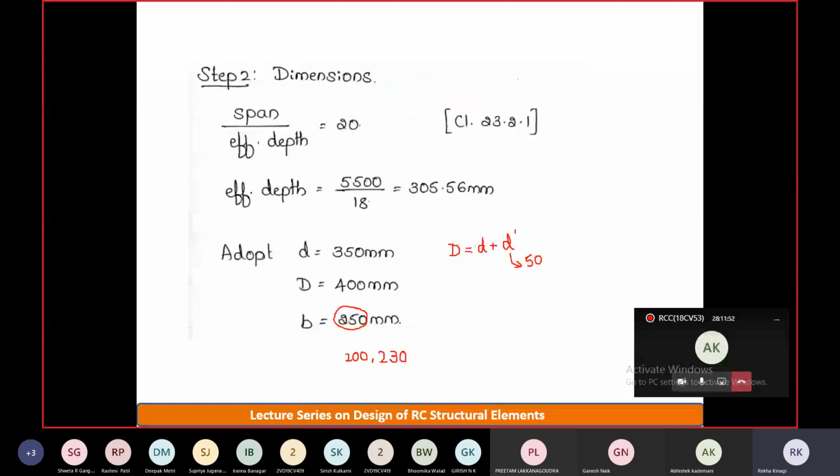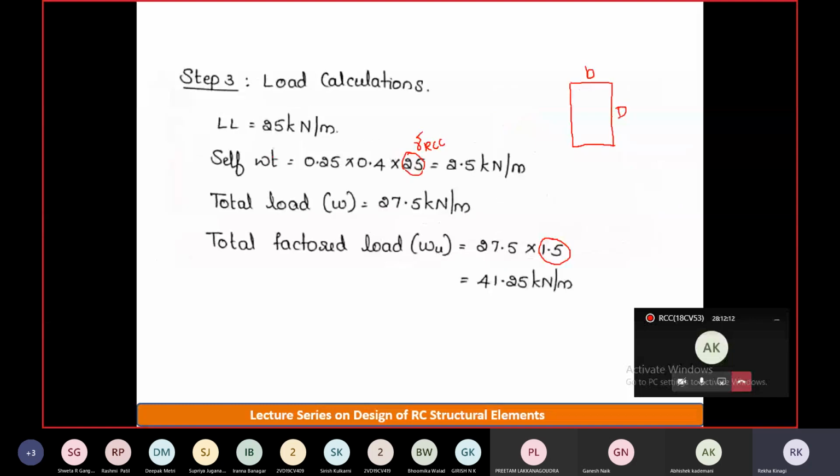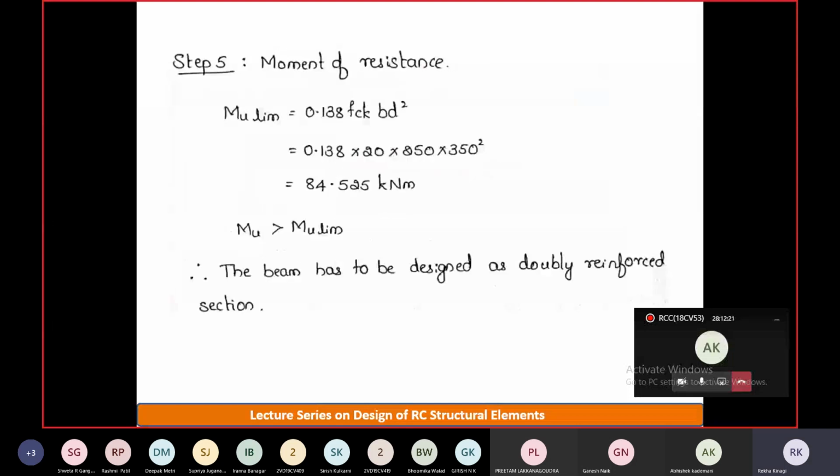Now, these dimensions calculation, we have done in the previous session. Effective span we have calculated, that is the center to center distance between the supports or clear span plus effective depth. Out of these two values, whichever is the minimum, we consider as the effective span. Then we considered the load calculations. We calculated the design moment and shear force and the limiting moment of resistance. Once we compare the value of Mu and Mu limit, Mu is more than Mu limit, hence the beam has to be designed as a doubly reinforced section.